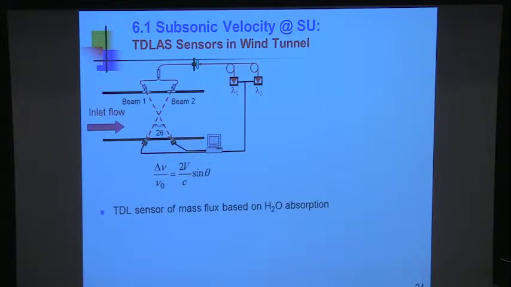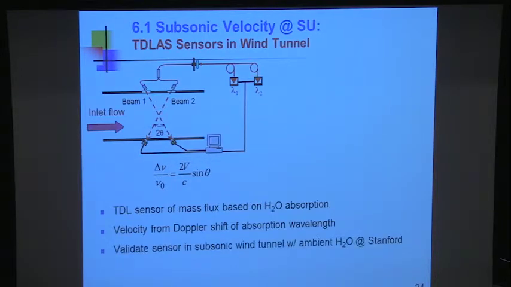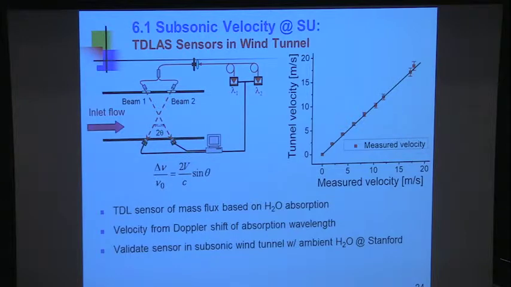Initially we did this for oxygen, but then we moved on and we did it with water. We did this in preparation of going to NASA Langley to do it in their facility. We get the velocity from the Doppler shift of absorption. We do this in a subsonic wind tunnel, so we know the actual velocity, and we can ask how good it is. Here's the work we did. This is now velocity measured in meters per second. Here's our Doppler shift value. Excuse me, this is the measured velocity and this is the tunnel velocity. So everything should fall on the straight line.